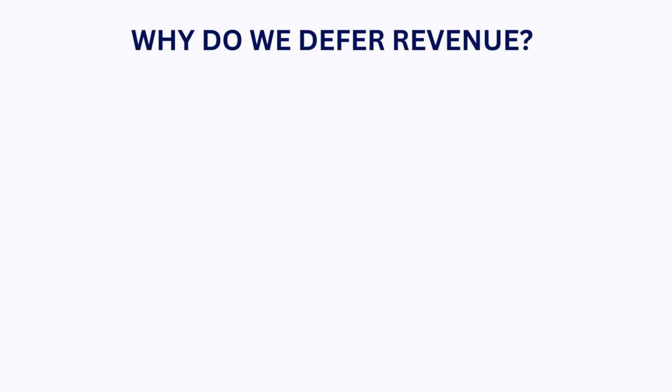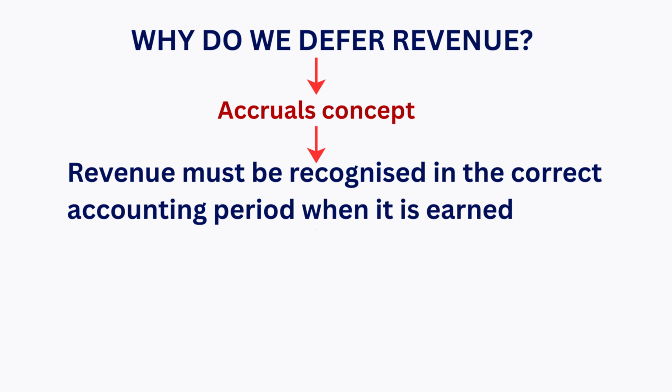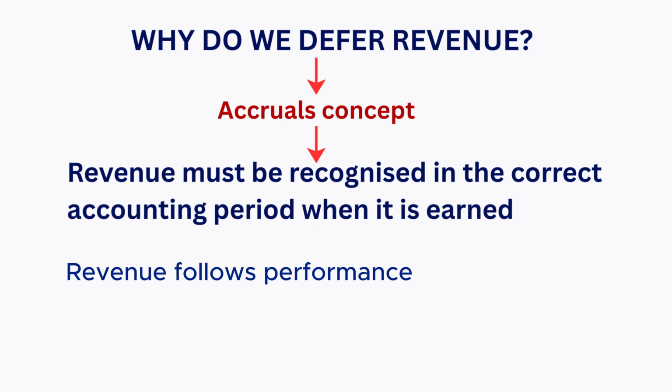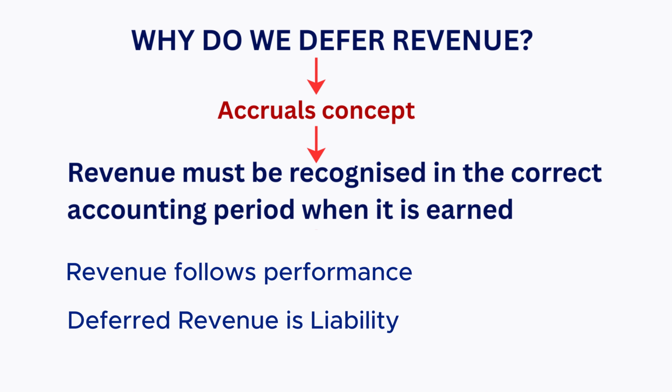Deferred revenue is based primarily on the accruals concept. According to the accruals concept, revenue must be recognized in the correct accounting period when it is earned. This means revenue follows performance. If a business has not yet delivered the goods or services, then revenue has not yet been earned. The business still has an obligation to the customer. This obligation creates a liability. That liability is called deferred revenue.